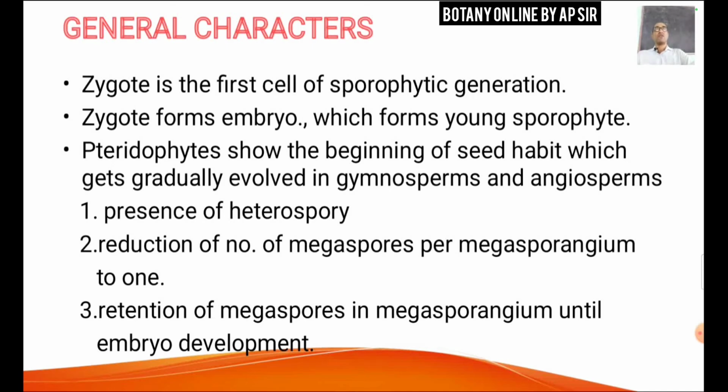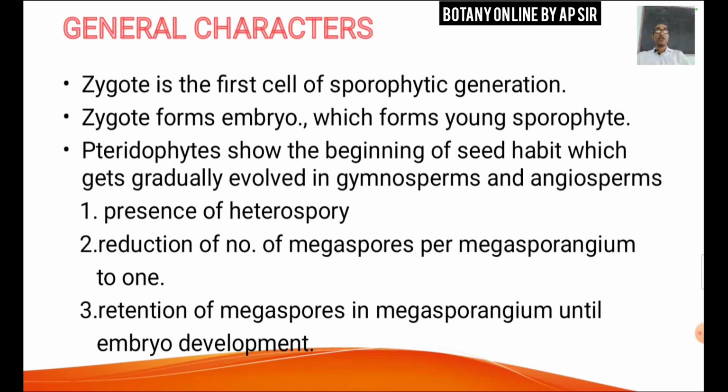Got it? Remember that pteridophytes actually show the beginning of the seed habit, that is seed plants, which are found in the next part, that is the phanerogams, which include gymnosperms and angiosperms. Seed formation begins with the pteridophytes. The pteridophytes show the beginning of the seed habit, which gradually evolves in gymnosperms and angiosperms. Got it? How can you say that the pteridophytes show seed habit?